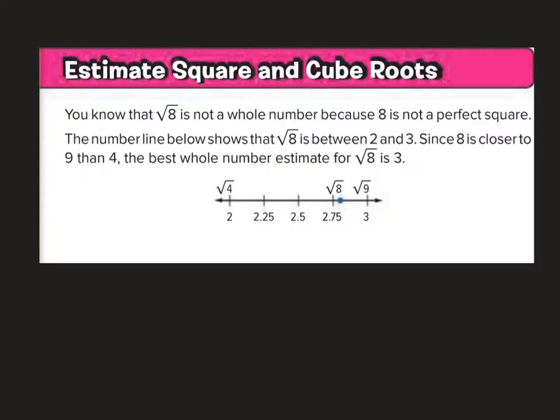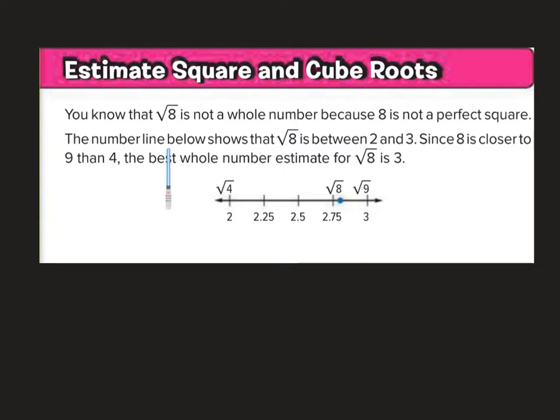So to get things started, let's talk about what our goal is when we're estimating square and cube roots. You know that the square root of 8 is not a whole number because 8 is not a perfect square. The number line below shows that the square root of 8 is between 2 and 3. Since 8 is closer to 9 than 4, the best whole number estimate for the square root of 8 is 3.